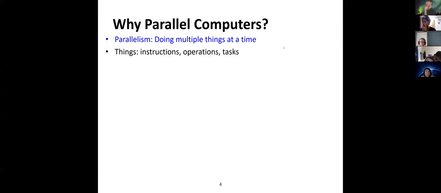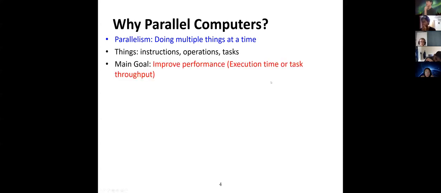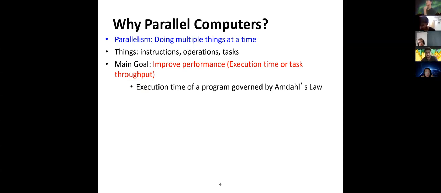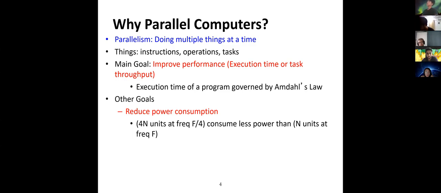Okay. So let's move on. The main goal is to improve performance, execution time, or task throughput. And as I said, at the beginning the focus was more on the latency of task execution. If you read papers from the 70s and 80s, no one talks about throughput. Everyone talks about latency, right? And execution time was the primary metric. Throughput came later. But this is why we need parallel computers. The execution time of a program is governed by Amdahl's law, which we're going to talk about in the next 10-15 minutes.